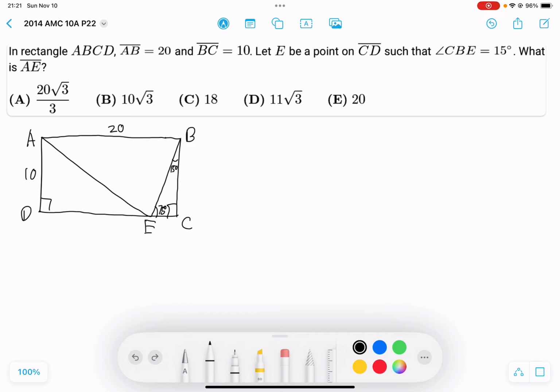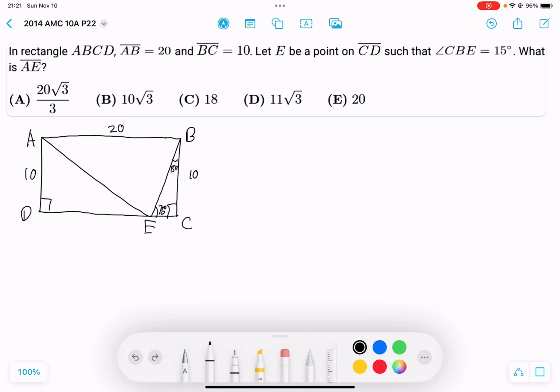How do we find out EC though? Because we know that BC is 10, sure, but this is not really a special right triangle. It's a 15, 75, 90 triangle. All the triangles we know how to work with are 30, 60, 90, or 45, 45, 90, or isosceles triangles, or equilateral triangles. This doesn't fit in any of those categories.